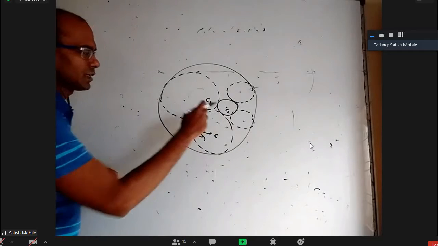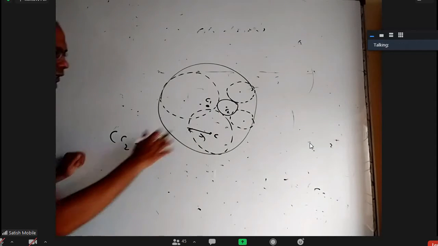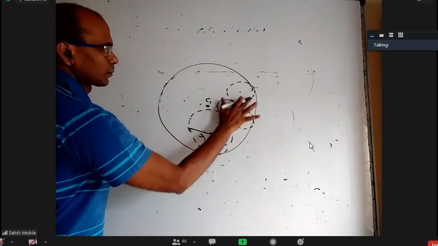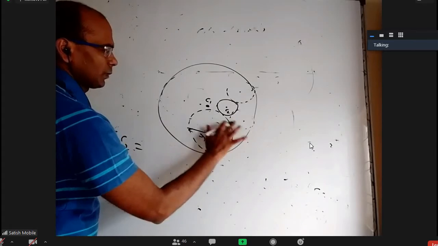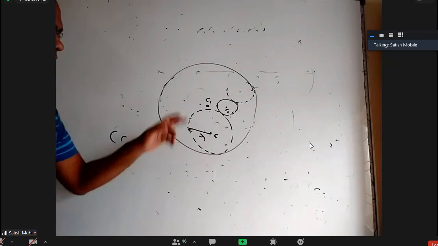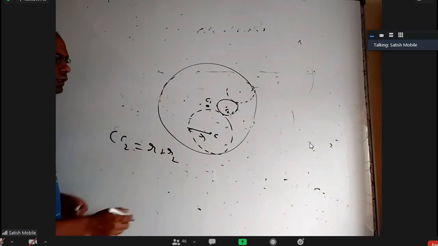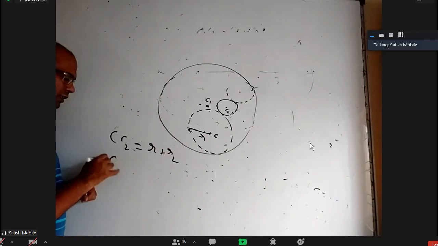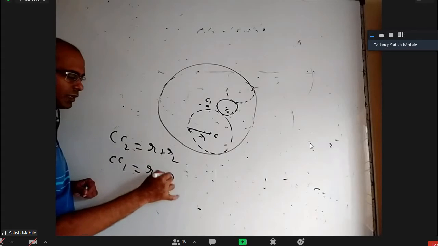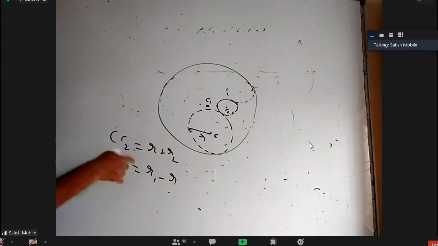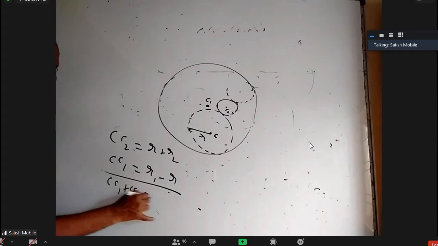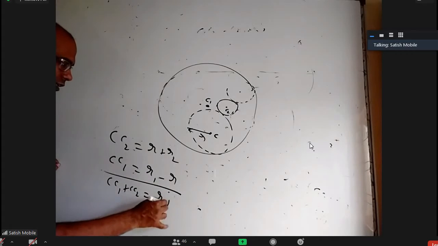A circle is touching this small circle externally, this big circle internally. Because these two are touching externally, the distance between the centers is the sum of the radii, CC2 equals R plus R2. Because this one and the big circle are touching internally, the distance between this center and this center, CC1, is the bigger radius R1 minus the smaller radius R. R is variable as the circle moves. But when you add them, we get CC1 plus CC2, this R will cancel, and we get R1 plus R2.